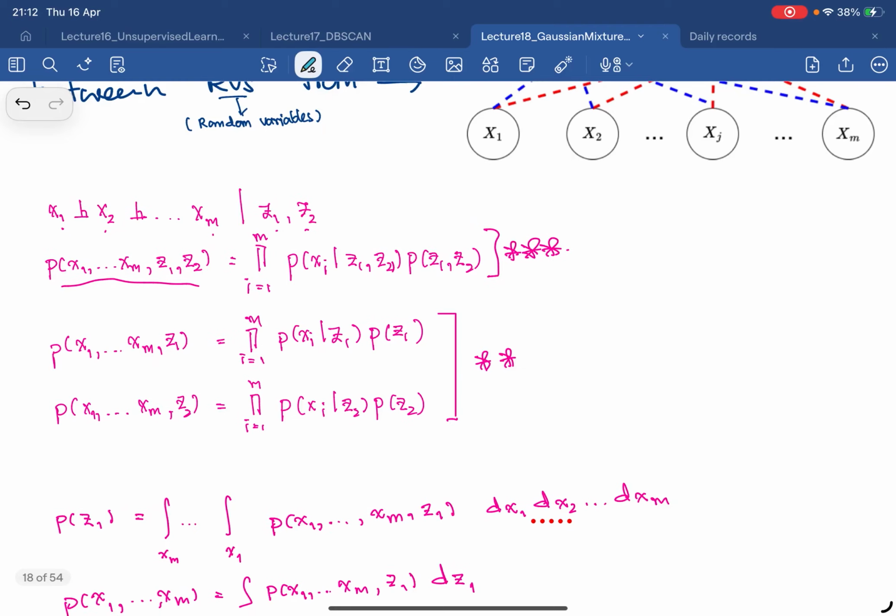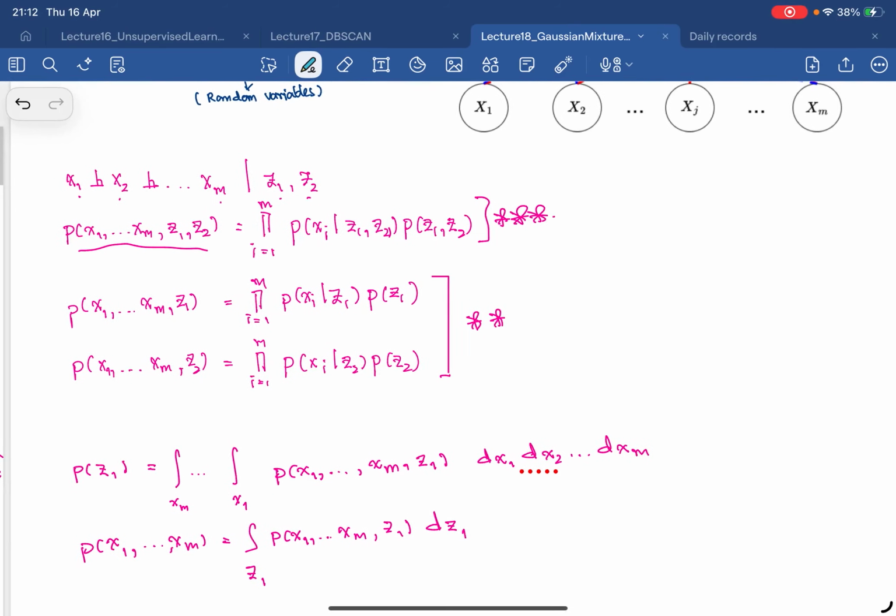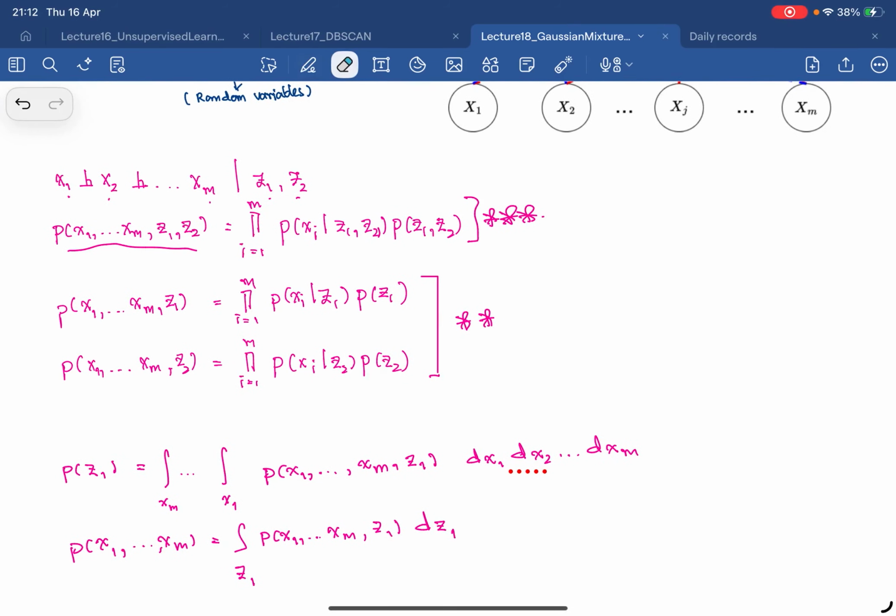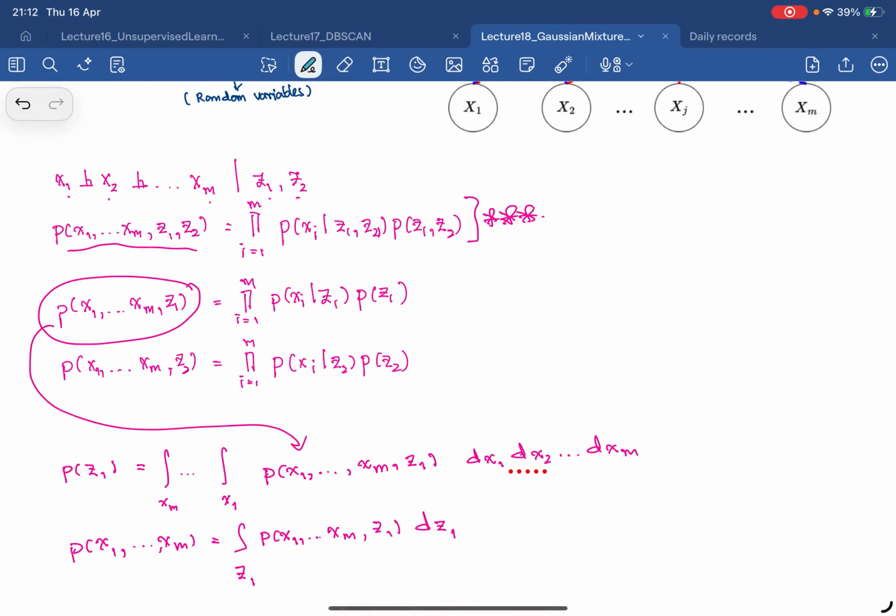I think it's not difficult, but the part that could require some background is what's going to happen if someone asks you to find the probability of Z1. To do that, the simplest way is to use this probability, plug it in here, and marginalize Z1 up until Zm out.